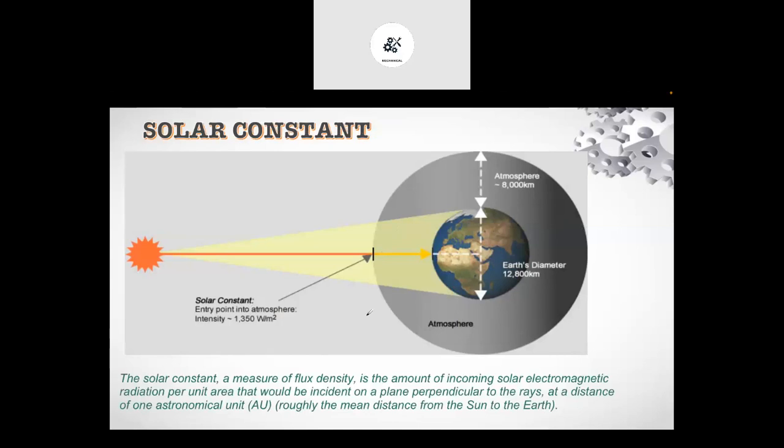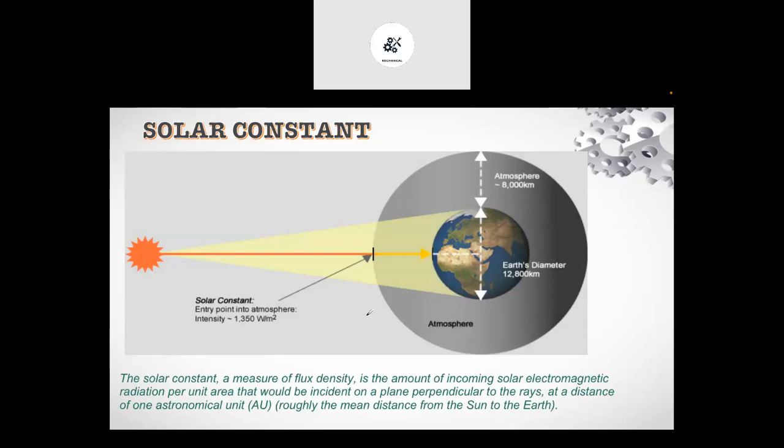Before we move forward, we are going to see some basic concepts related to the sun and solar energy, or solar radiation, with respect to the Earth. The first point you must know is the solar constant. Now, what is meant by solar constant?